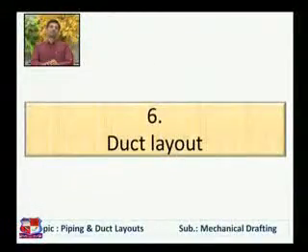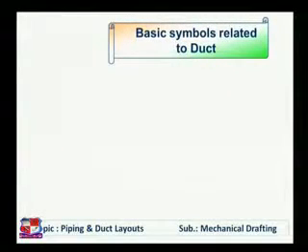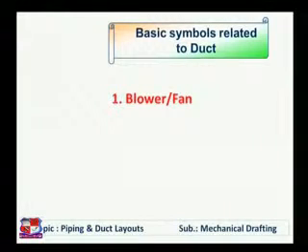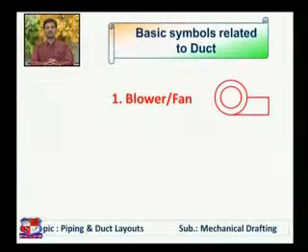Now, duct layout. How to draw the layout of this kind of ducts? Majorly there are some basic symbols which are used to draw ducts. One is the blower fan. In a duct, how to draw a blower fan? So this is the symbol. Now we are going to discuss some basic symbols which are used in ducts. The first is blower or fan. Blower or fan both are drawn like this. If it is drawn like this, it means that some blower or fan is there.